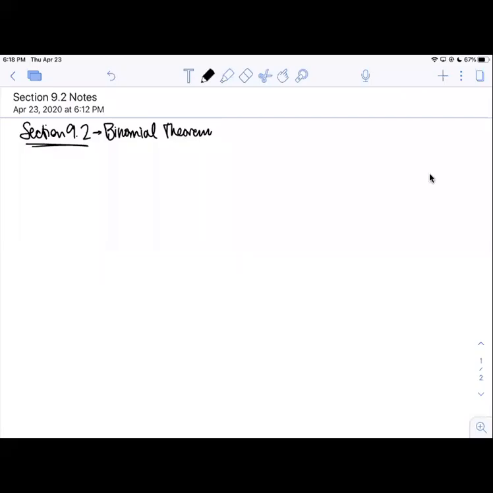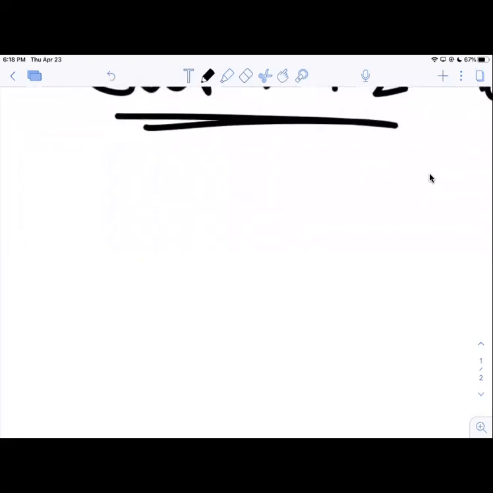Hi guys, today we're in section 9.2 and we're learning about the binomial theorem and Pascal's triangle. I'm not sure if this is something that you've learned before, but it goes with our probability that we learned yesterday with our nPr and nCr specifically. So if you are not comfortable with that, go back and review that before getting involved in this.